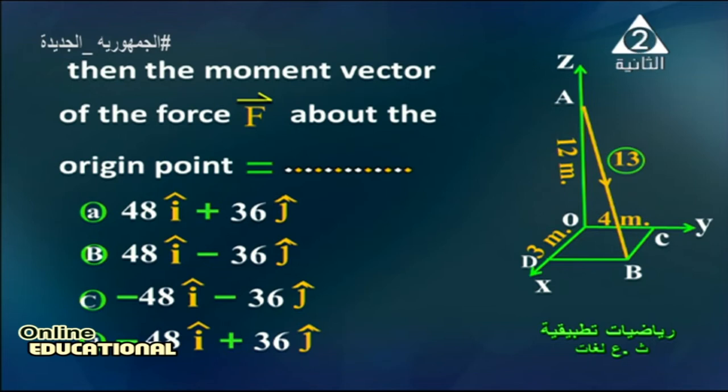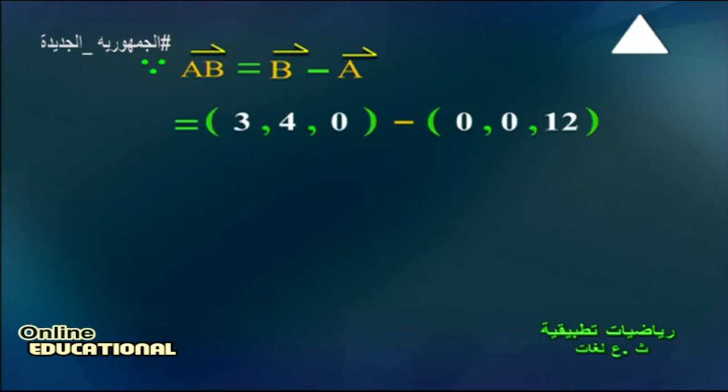Now we have a force of magnitude 13 newtons acting in the direction of ray AB, or vector AB. And we have points A, B, C, and D. Now, since vector AB equals vector B minus vector A, then vector AB equals (3, 4, 0) minus (0, 0, 12). Then vector AB equals 3 minus 0, which equals 3; 4 minus 0, which equals 4; and 0 minus 12 equals negative 12.